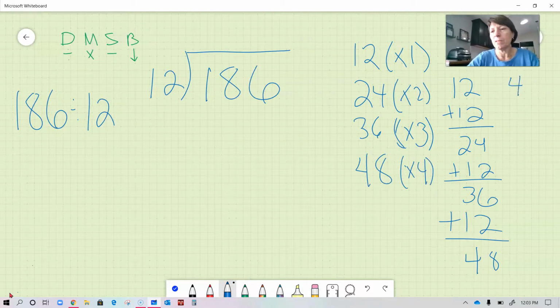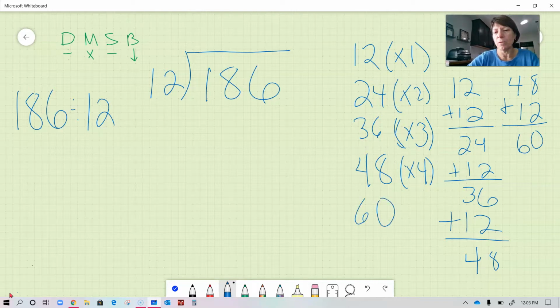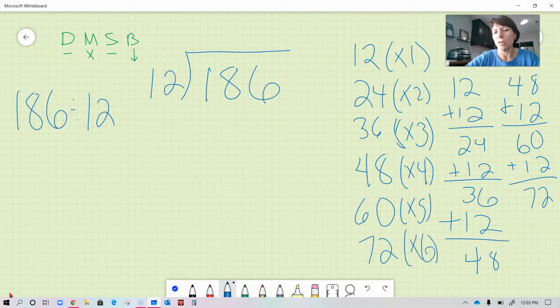Start up here again. So 48, add 12 more. 48 and 12 is 60. So 60 is our fifth multiple of 12, and I think I'll just do one more here. Add 12 more, and I get 72. So 72 is our sixth multiple of 12. And now we're ready to go ahead and start our division.